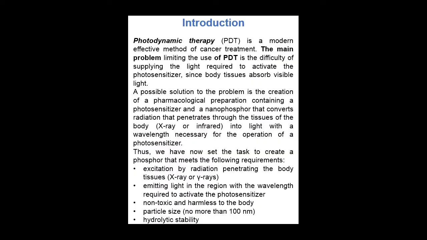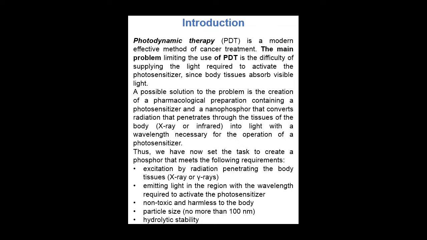Photodynamic therapy is a modern method of cancer treatment. However, today this method is very limited in application because visible light cannot pass through body tissues. Thus, an improved method has been proposed that includes a two-compound medicine, which includes photosensitizer and phosphor. Thus, by acting with X-rays, it becomes possible to influence almost any part of the body.